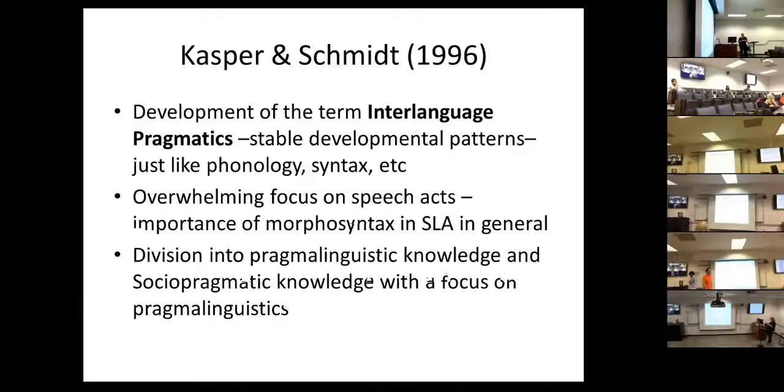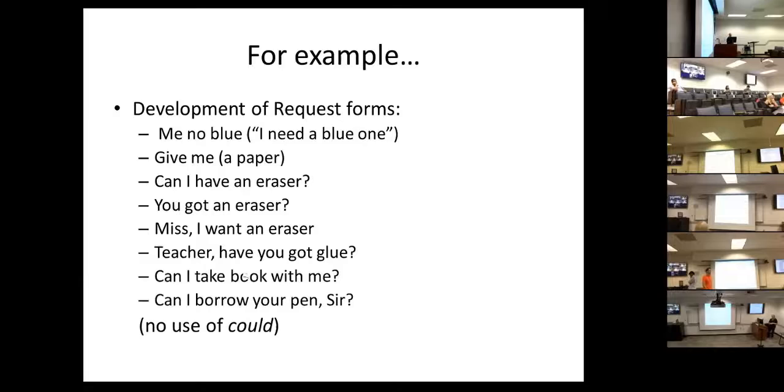Pragmalinguistic knowledge means understanding the actual words that you use. So can I say, can I, could I, what's the specific language that I'm using to make this request, and is it appropriate? So here's an example. This is a development of requests in a learner, and this is a description of pragmalinguistic development.